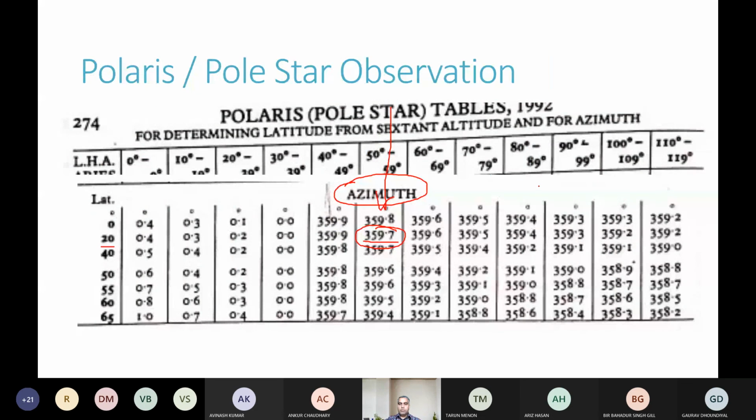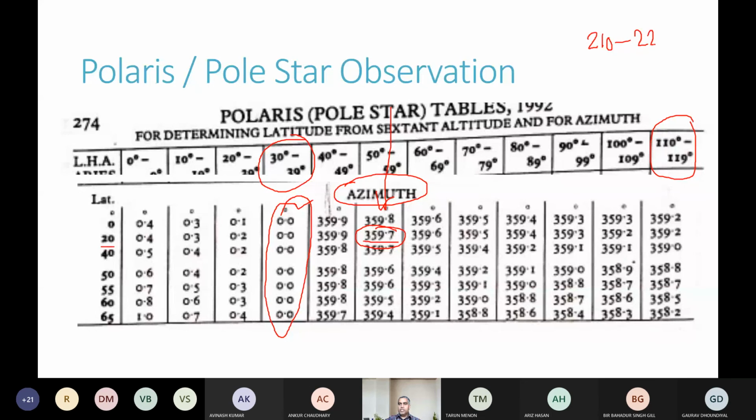If you see in the azimuth table, beta, whenever LHA Aries is between 30 to 40, you see the azimuth of the pole star is exactly 0.0. This happens at a later value also. I have only shown it up to 120. I think 210 to 220 somewhere, you will again have the azimuth 000. So can you check, beta, which LHA range it is 0 again? So 210 to 220.